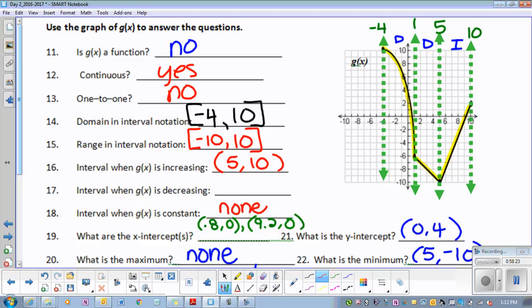And then where is this decreasing? I know that I have the 2 intervals, but if your decreasing is side by side, can we just skip it and combine them? Can we do that, since they're right next to each other? -4 to 5. Does that make sense? All right.